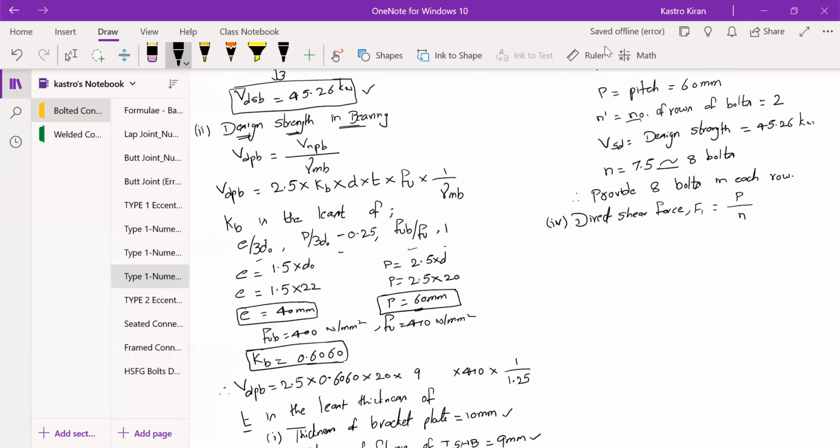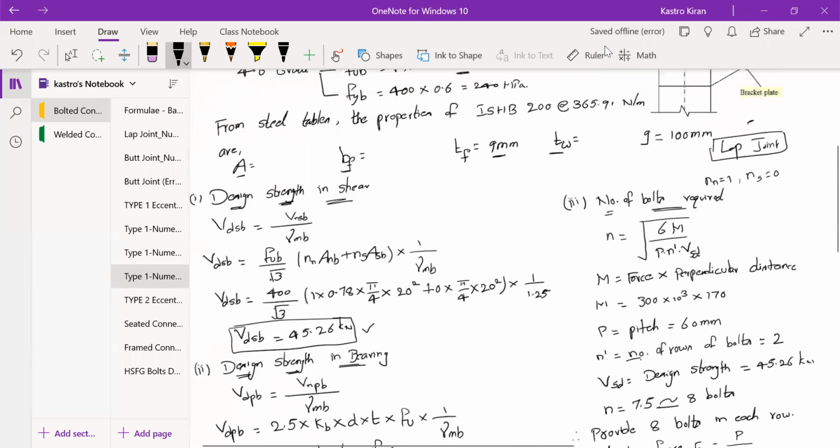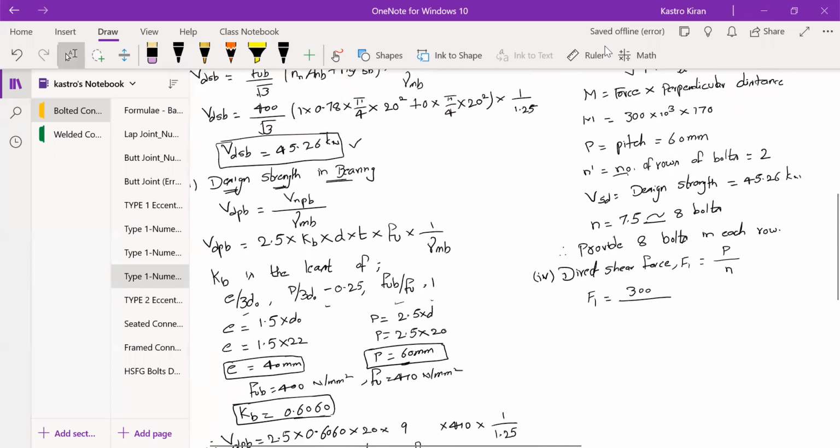F1 equals, we know the load value, which is 300, right? That is what they have given, 300 kilonewtons. And the number of bolts in the connection are 16, the total number of bolts. So here N is total number of bolts. This is how you can find out the value of F1. So F1 value is obtained as 18.75 kilonewtons. Now we have got F1 also.